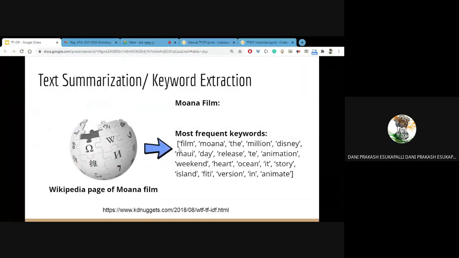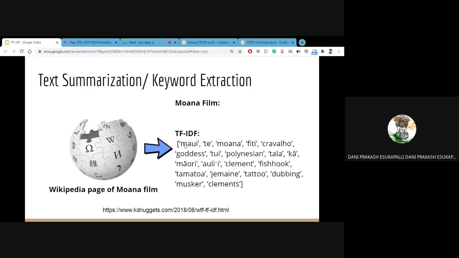See here, film is there, no? This is using only TF, term frequency or frequent words. Here, film is there, no? It can be in any document, like it can be monofilm or any other film. But if we use this TF-IDF, this character name movie is there, no? This is local to this monofilm only. Because we are using IDF, that's why we are getting this as keyword.